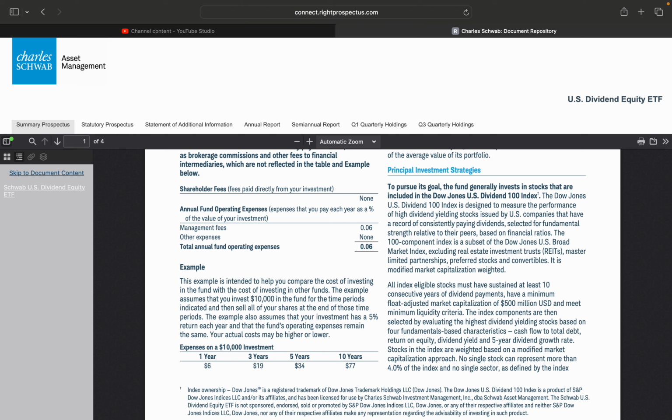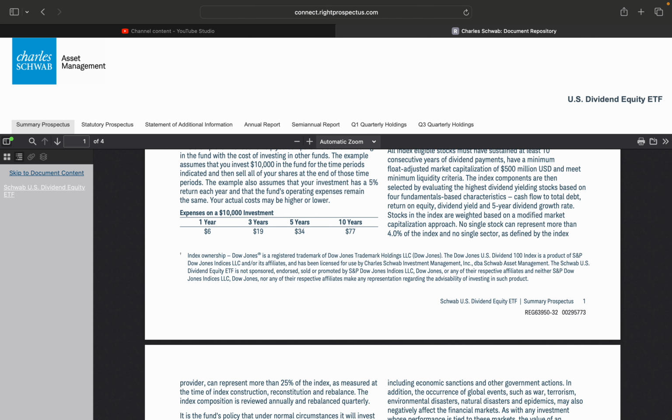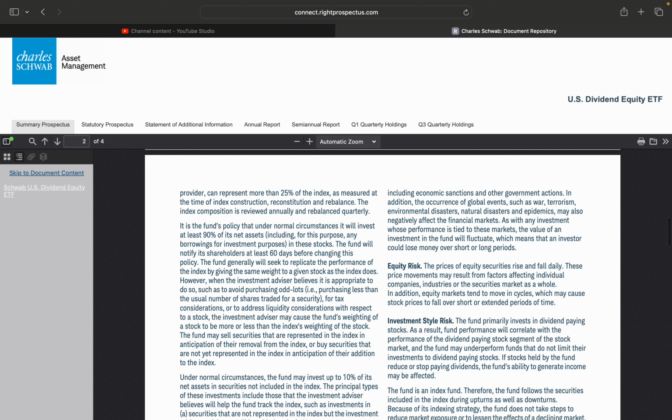Stocks in this index are weighted based on a modified market capitalization approach. No single stock can represent more than 4% of the index, and no single sector, as defined by the index provider, can represent more than 25% of the index, as measured at the time of index construction, reconstitution, and rebalance. The index composition is reviewed annually and rebalanced quarterly. Now, let's go back to the website.